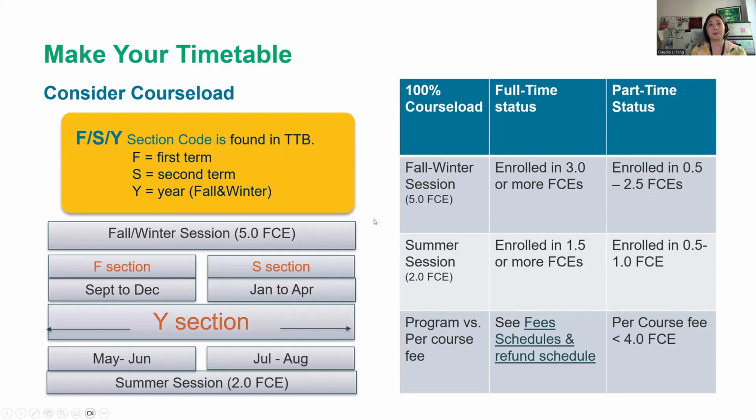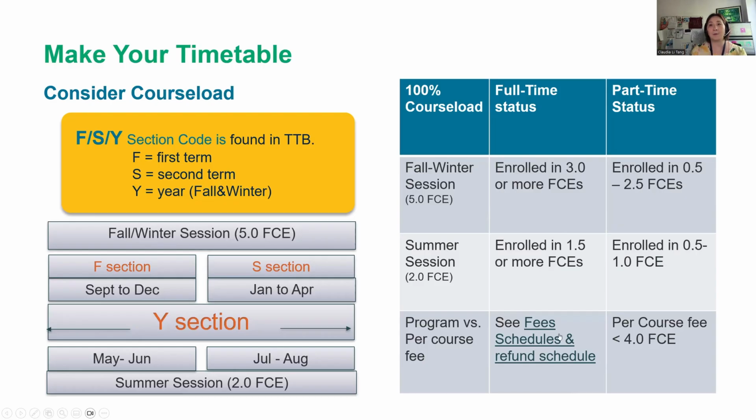So typically, if a student is enrolled in 3 full credits for the fall winter session, they're considered full-time, even though 5 full credits is the 100% course load. Part-time students are anywhere between 0.5 to 2.5 credits. Summer session is 1.5 credits to be considered full-time for OSAP purposes, and part-time is 0.5 to 1. So that is the definition for the university, how it deems you as full-time or part-time based on the number of credits you enrolled.